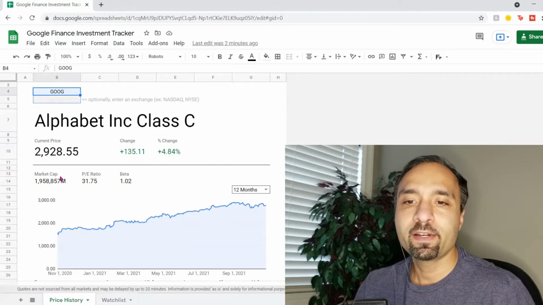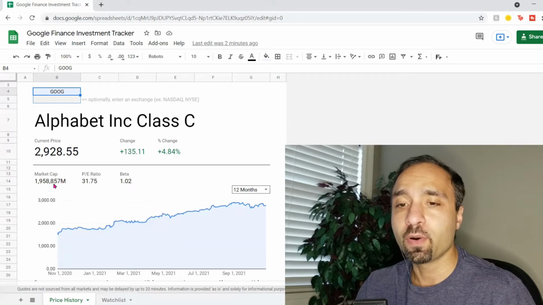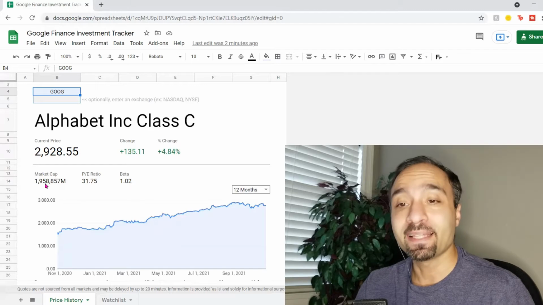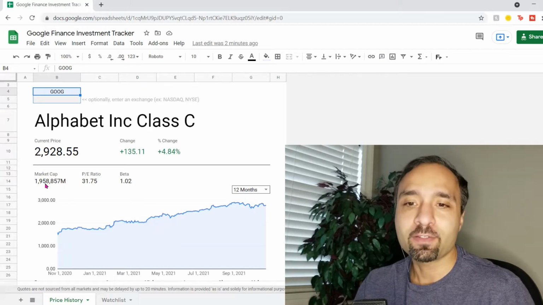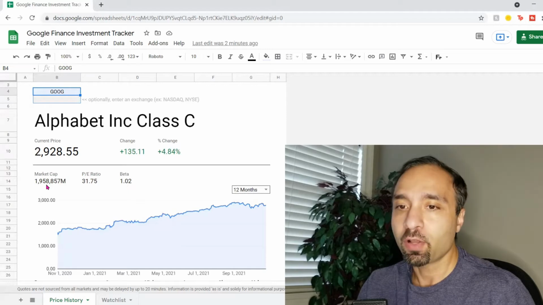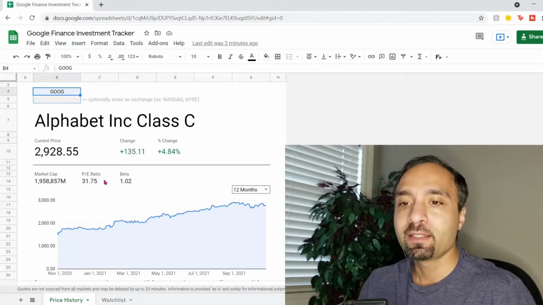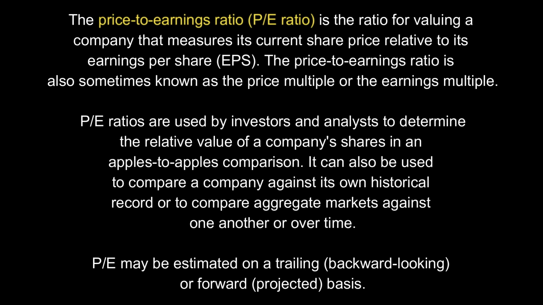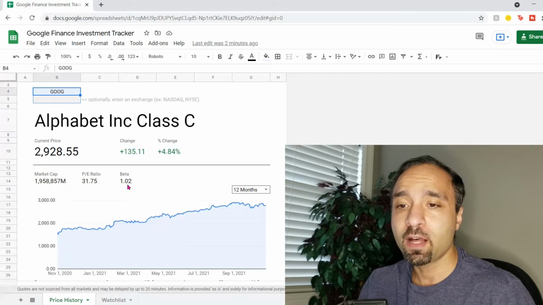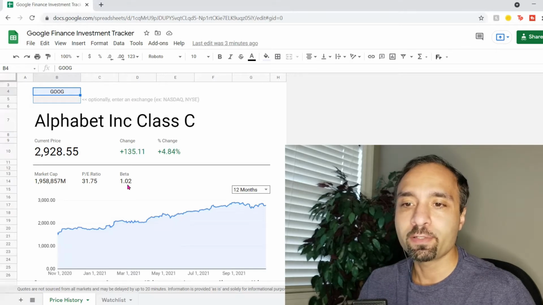You also notice here the market capitalization for Google. It is at 1,958,857 million, which if you convert it's almost equivalent to 1.96 trillion US dollars in terms of the market capitalization. The price to earnings ratio is displayed here. For Google, the price to earnings ratio is at 31.75. And the beta, which is a measure of the volatility of a stock, here is at 1.02.